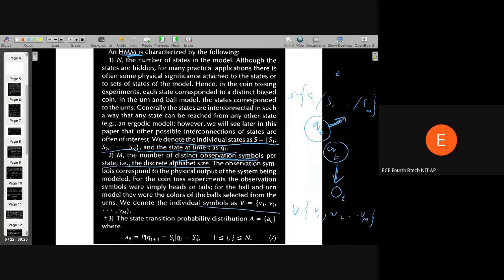So from any hidden state Qt, you will get an output variable or observation Ot. This Ot could be any one of these V1, V2, up to VM, these M states, and this Qt could take any one of these states S1, S2, up to SN, and this happens at a particular point of time. We are saying at a particular point of time there is a hidden state. From that hidden state an observation is generated. These are the possible hidden states, these are the possible observations. Now how does an HMM work?